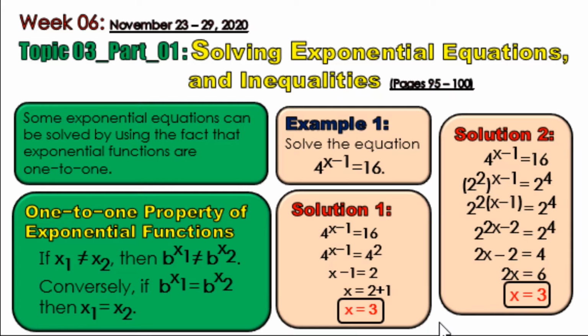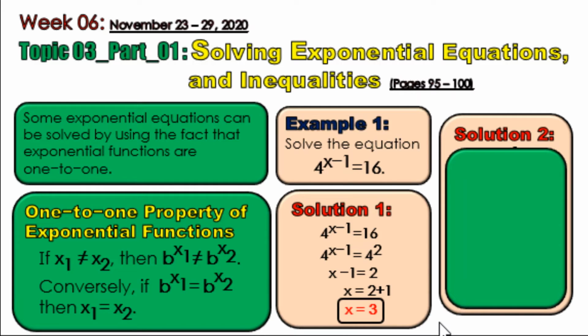Let us check our work. The value of x is 3. We substitute 3 for x. By substitution, we have 4 raised to 3 minus 1 is equal to 16. Then 3 minus 1 is 2, and 4 squared is equal to 16. Therefore, we have 16 is equal to 16, and we can conclude that for this exponential equation, the value of x is 3.